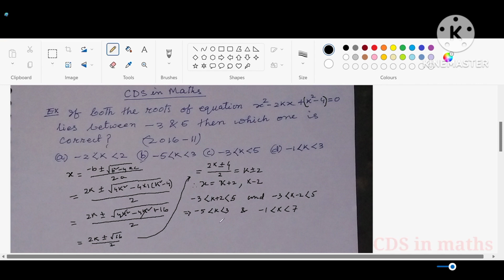So we got these two results. k lies between minus 5 and 3, and here between minus 1 and 7. So in the given options you see this is for minus 5 and 3, minus 3 and 5, minus 1 and 3. So out of these, option B is the correct one. I hope you understood.